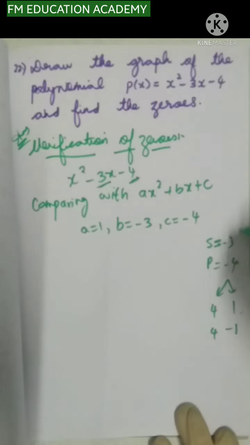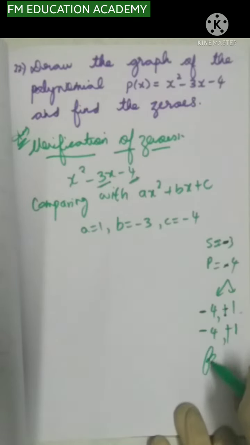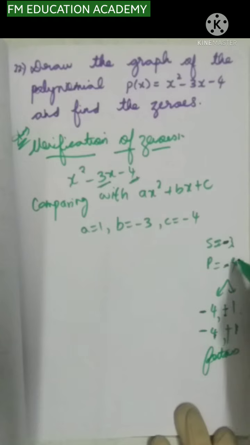But what about the sign? Always see the sign of the sum. Okay, here the sign of the sum is minus. So choose the bigger number sign as minus. Okay, and the other number as plus, because minus into plus, here for the product we need minus. So what are my factors? Minus 4 and plus 1 are my factors, because minus 4 plus 1 will give me minus 3 and also minus 4 into plus 1 will give me minus 4.